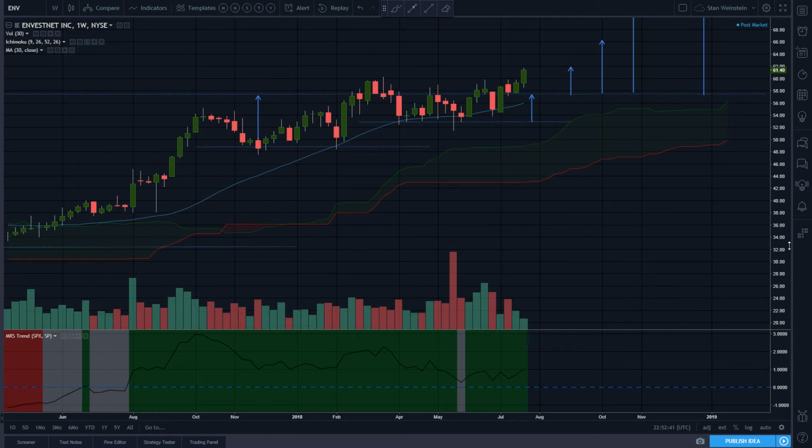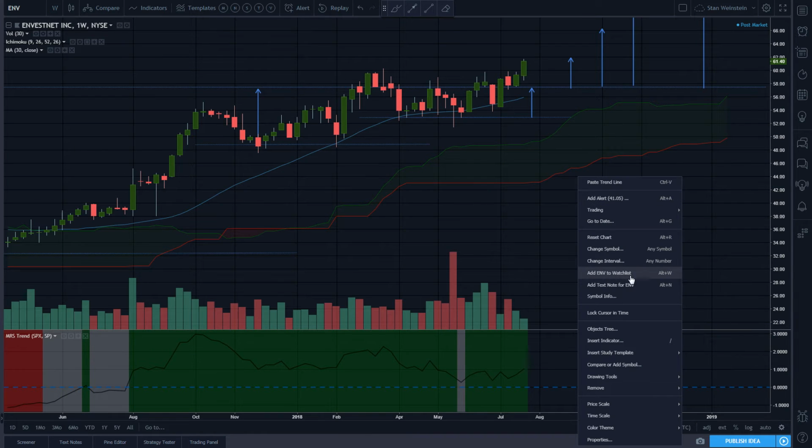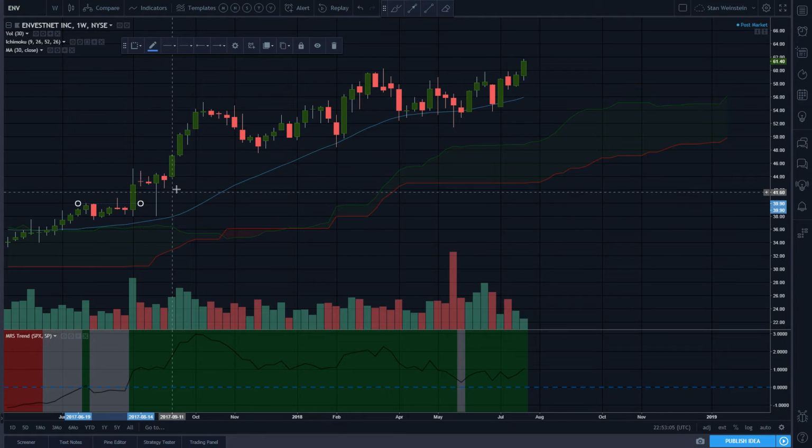Stage 2, sideways move. Look at that. I'm going to remove all. Let's start fresh. Remove all drawing tools. What do we have here? We had a breakout right here back in the days. Clear cut. Look at that, how nice that is.